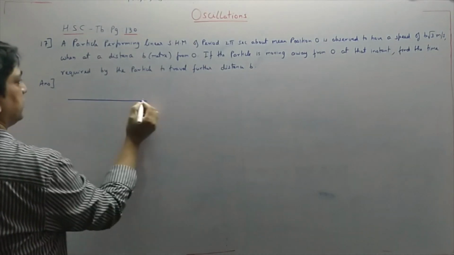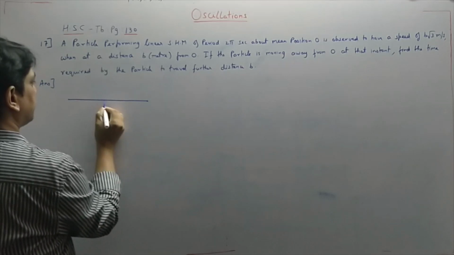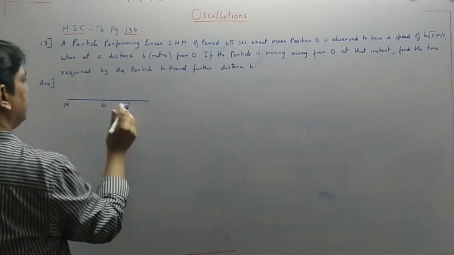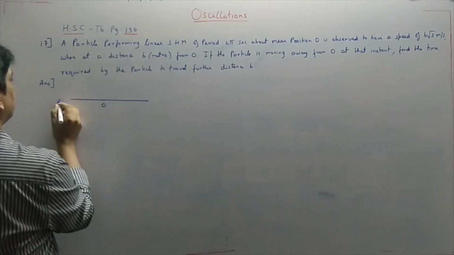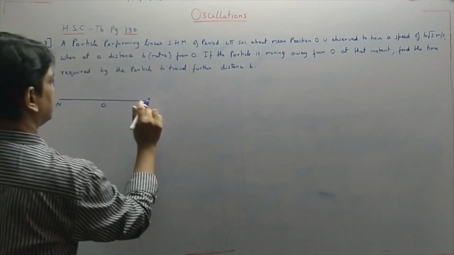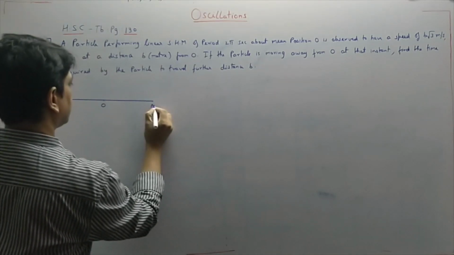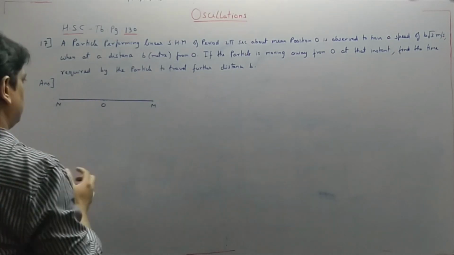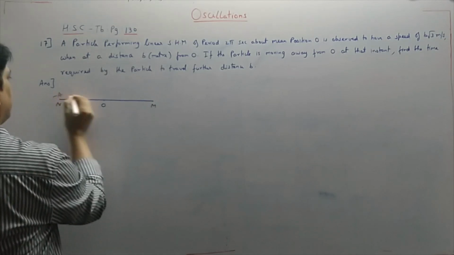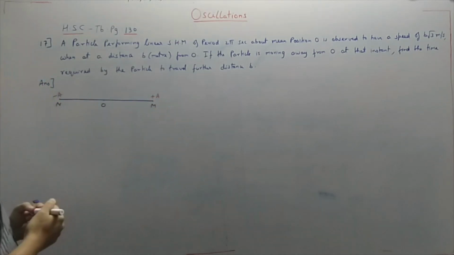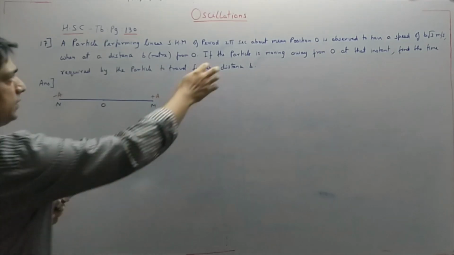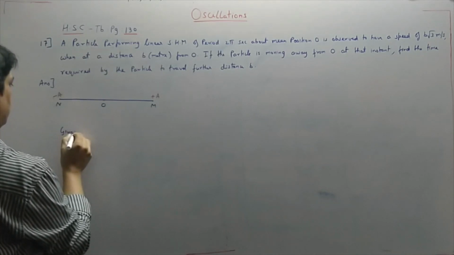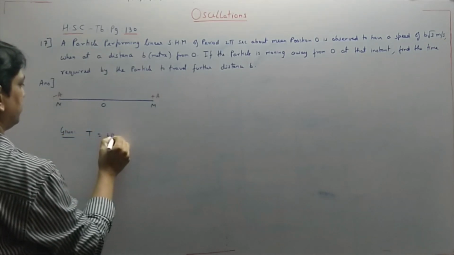Here we have what is given to you. Just see from the diagram. This is the mean position we have. These are the extreme positions N and M on both the sides. We have minus amplitude and plus amplitude. The particle is performing SHM, the time period given to you is 2 pi seconds. So given to you is T, the time period, which is 2 pi seconds.